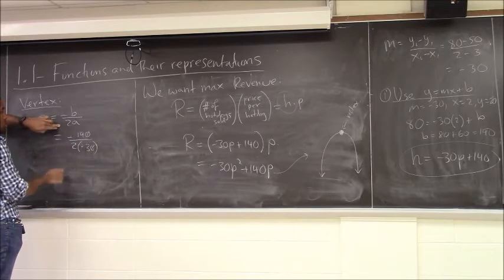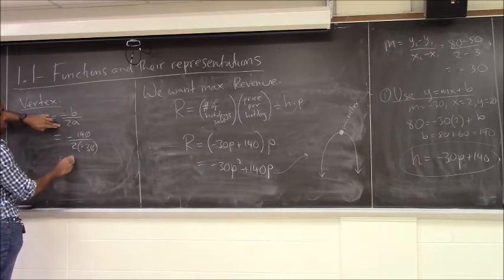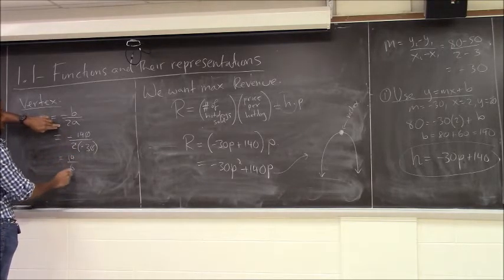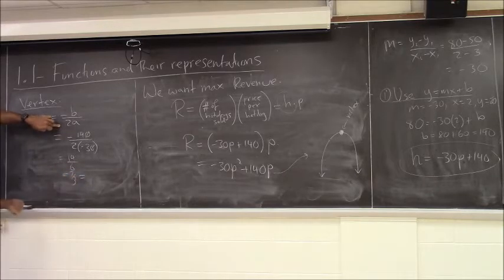The negatives cancel, and so this becomes 140 over 60, which is 7 over 3. What is that? You can write that in more intuitive terms. In terms of money, what is 7 over 3?